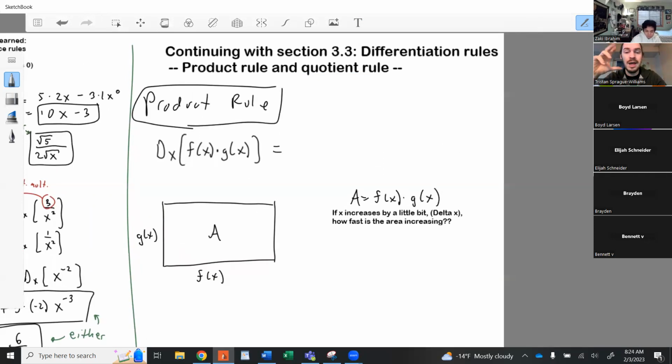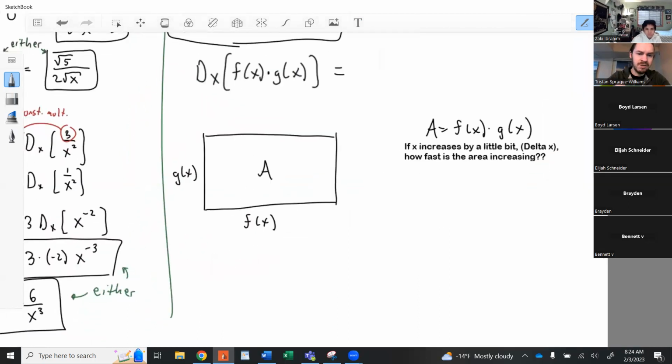And so we're going to study the area of this rectangle. This rectangle is just a construct to help us approach the problem. Let's visualize this with geometry, and that'll give us a way to work with it. So what we're going to do is say there's some change in x, and that's delta x.